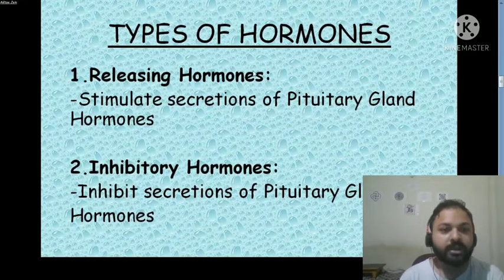Now, as I told you, there are two types of hormones released by hypothalamus: releasing hormones and inhibitory hormones. Releasing hormones are the hormones which stimulate the pituitary gland to release hormones for their secretions. Examples are GnRH, GHRH, TRH, etc. And inhibitory hormones are the hormones which inhibit the secretion of pituitary gland. Example is somatostatin.